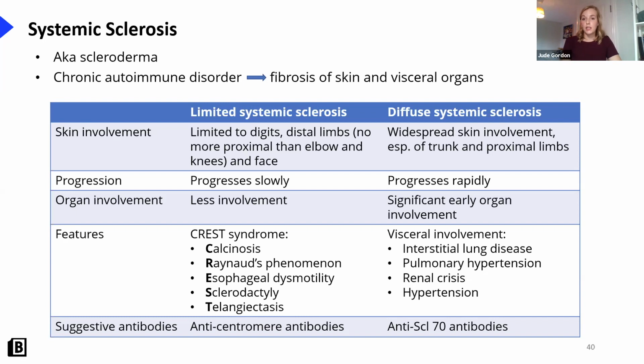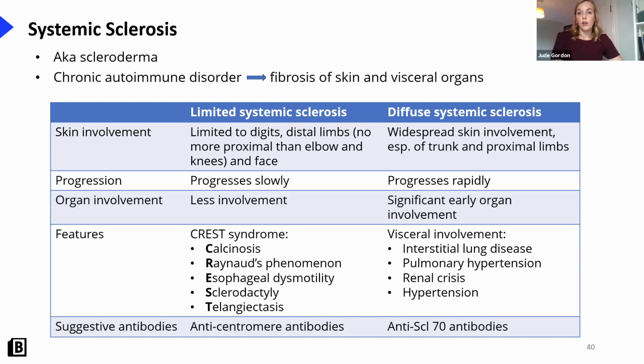As I've said, it's limited and diffuse. The main difference that's often described in a case is the skin involvement. As the name suggests, with the limited type, the skin involvement is limited to the digits, the distal limbs and the face. So you shouldn't get any skin changes higher than the knees and the elbows. It progresses quite slowly. It tends to be a milder form of the disease because you get less involvement of the organs in the body.